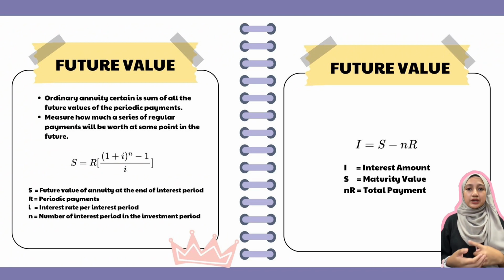Next, the related formulas in annuity are divided into 2. First is the future value. The future value of an ordinary annuity is the sum of all the future values of the periodic payments. Future value measures how much a series of regular payments will be worth at some point in the future. The formula is S equals R open bracket, open bracket 1 plus i close bracket, power of n minus 1 close bracket, per i. S stands for future value, R for periodic payments, small i for interest rate per interest period in percent, n for number of interest periods in the investment period. And lastly, the formula to find the interest charge is I equals S minus nR, where S is the maturity value and nR is the total payment.